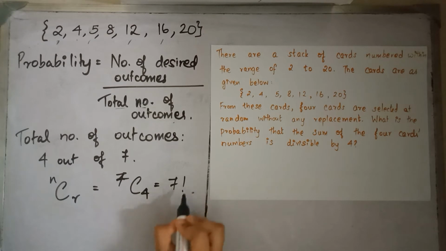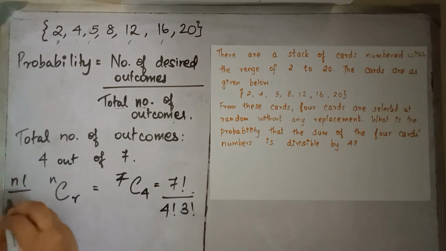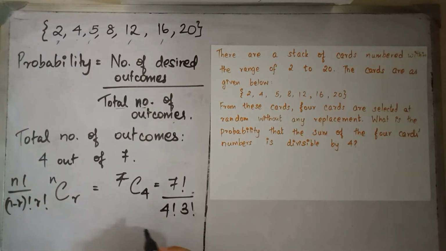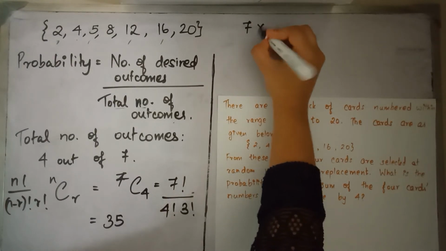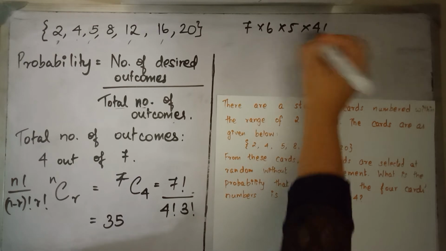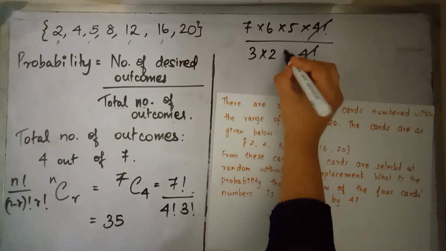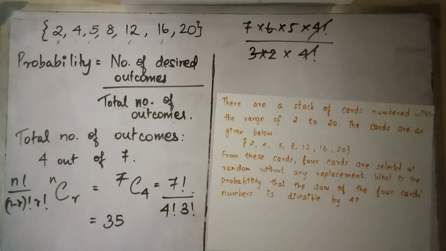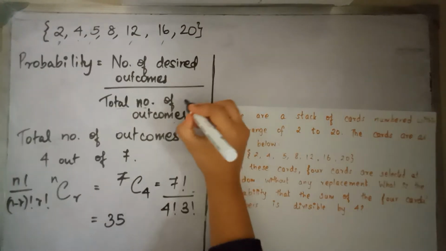So we'll take 7 factorial by 4 factorial, 3 factorial. As you know, this is the formula for combination. It is n factorial by n minus r whole factorial and r factorial. On solving this, we will get 35. If you want to know how to solve it, I'll solve it really quickly. We have 7 into 6 into 5 into 4 factorial. Down here we have 4 factorial. These two get cancelled. 3 into 2, that's 3 factorial. 35. 7 times 5. Right? So we have 35 as the denominator, or the total number of outcomes.